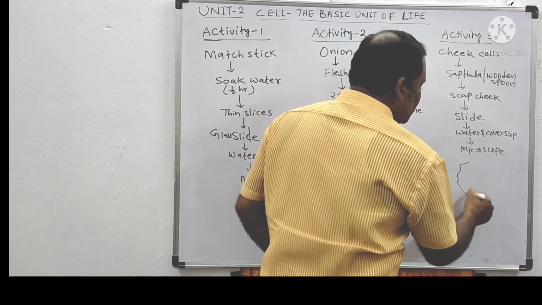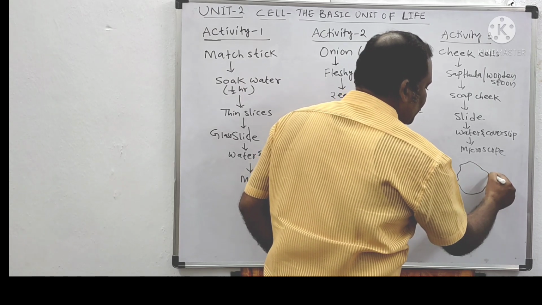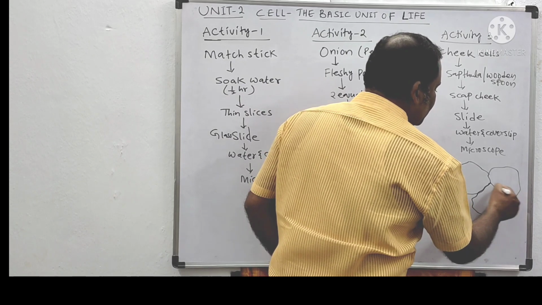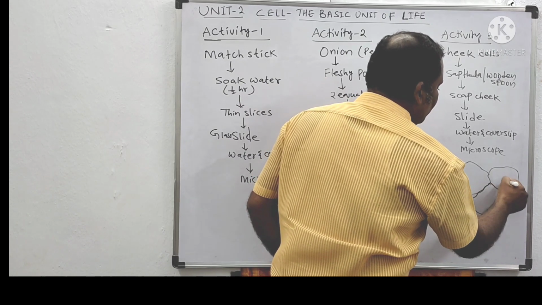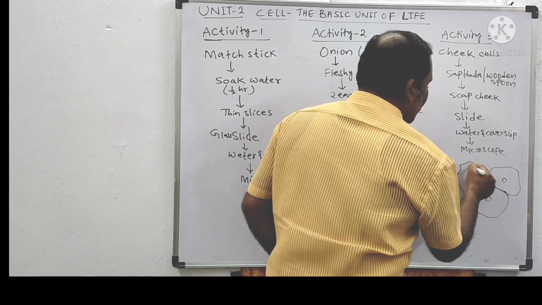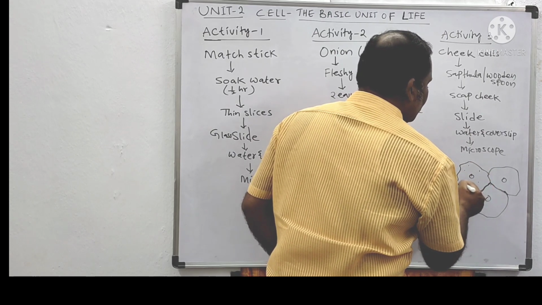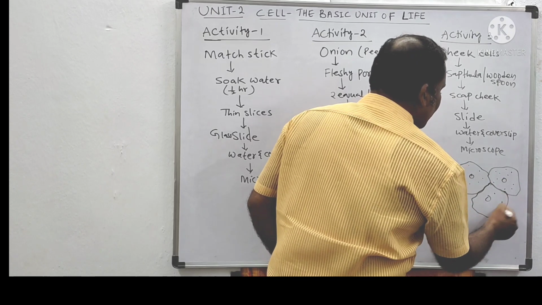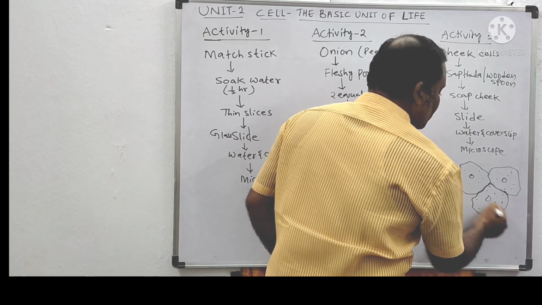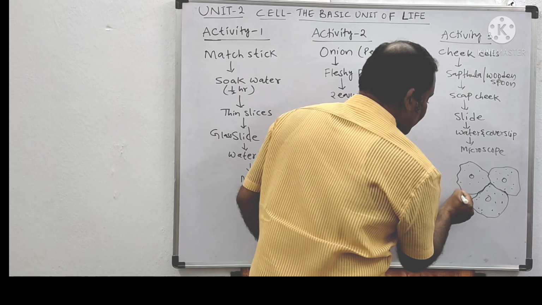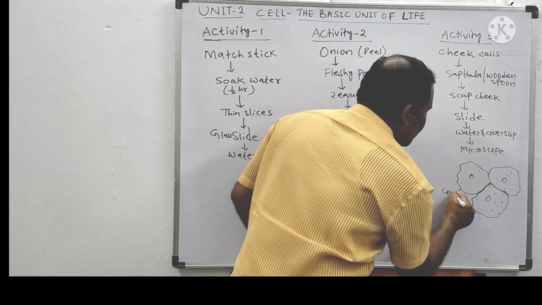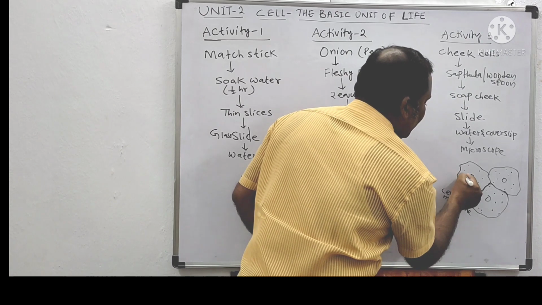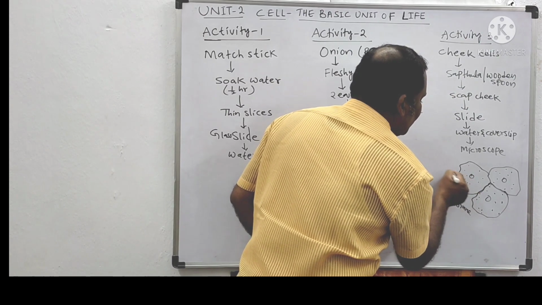How will the cells look? The cells look like this. This is the nucleus. And these granule-like structures are called cytoplasm. And this is nothing but the cell membrane. And the liquid-like structure which is present here, this is called what?